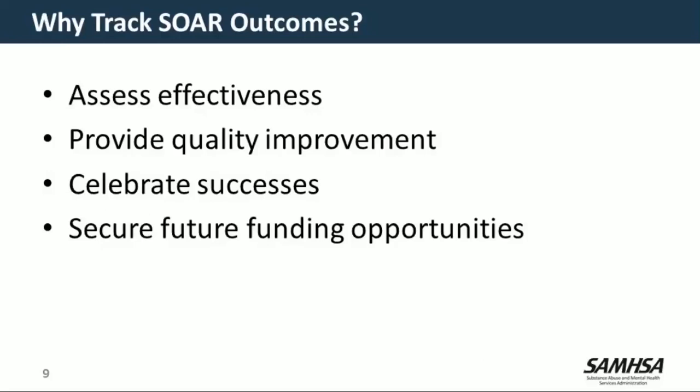So we want to be able to assess effectiveness. Is the work that we're doing working? Are we utilizing the critical components, and do those critical components actually have an impact on approval rates or time to decision? We want to be able to provide quality improvement. So if it's not working, are there changes that we can make to our process or our strategy to make it work better? Because again, we're talking about the impact on individuals' lives and why we're doing this work. And so we want to make sure that we're doing the best job that we can. And the only way we can know that we are doing that is by tracking our outcomes.